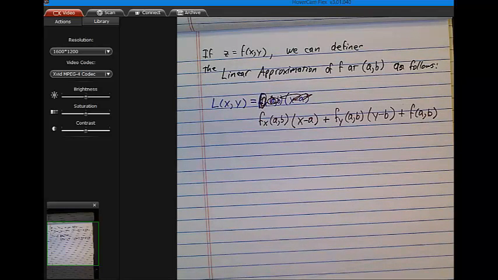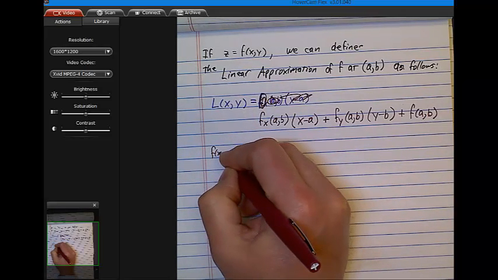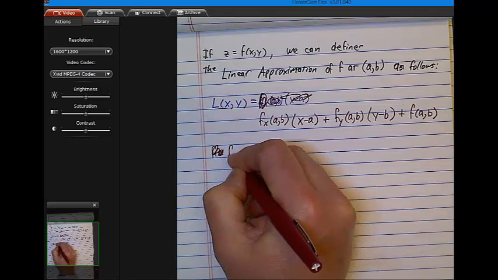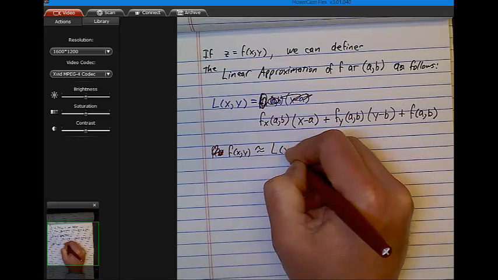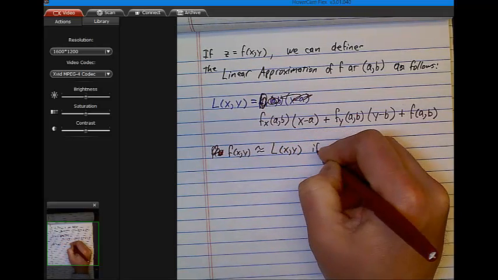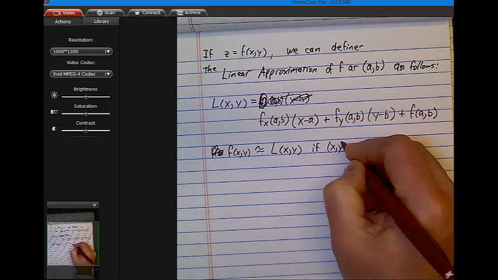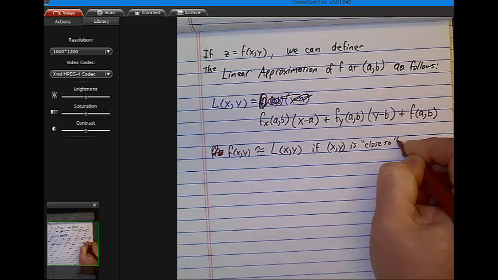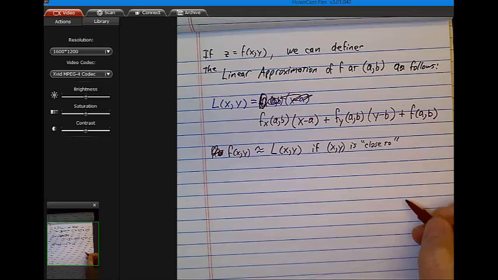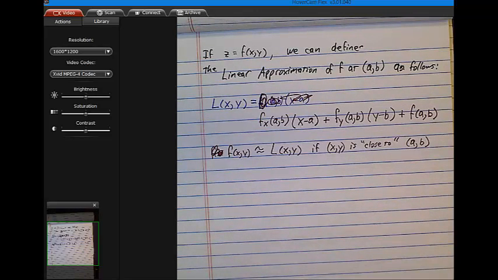And so again, this is the linear approximation. So f of xy will be approximately the same as L of xy if xy is close to what? AB. That's the point. This works if we're close to AB.